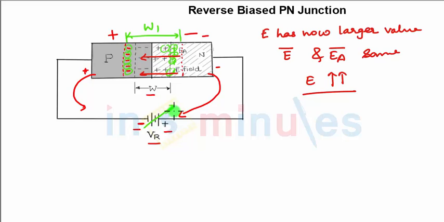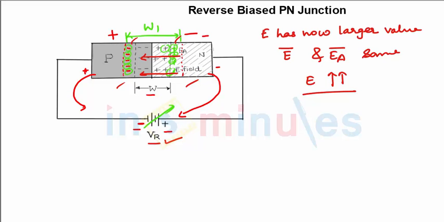Now if you increase it more, again the width of the potential barrier increases, and it will not allow the movement of free electrons and holes from either side of the PN junction. Now because of the additional positive and negative charges induced in the space charge region with an increase in the reverse bias voltage, a capacitance is associated with the PN junction when a reverse bias is applied.